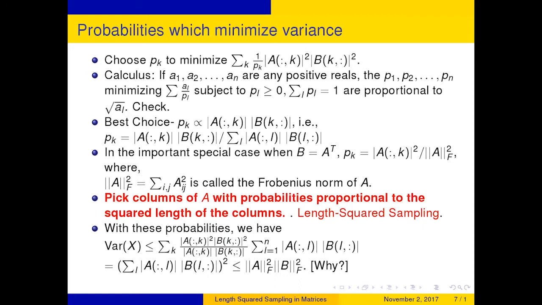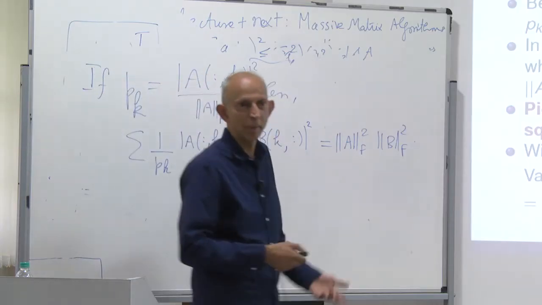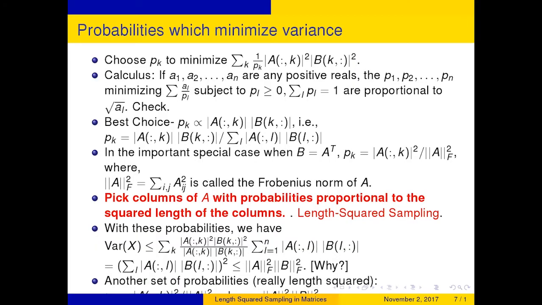Okay, so these probabilities are the best, right? If the length of the kth column of A is sometimes very high, and at the same time the length of the kth row of B is low, then this is a better thing. But that's the best possible. So length squared is optimal for A A transpose, which is our basic problem.